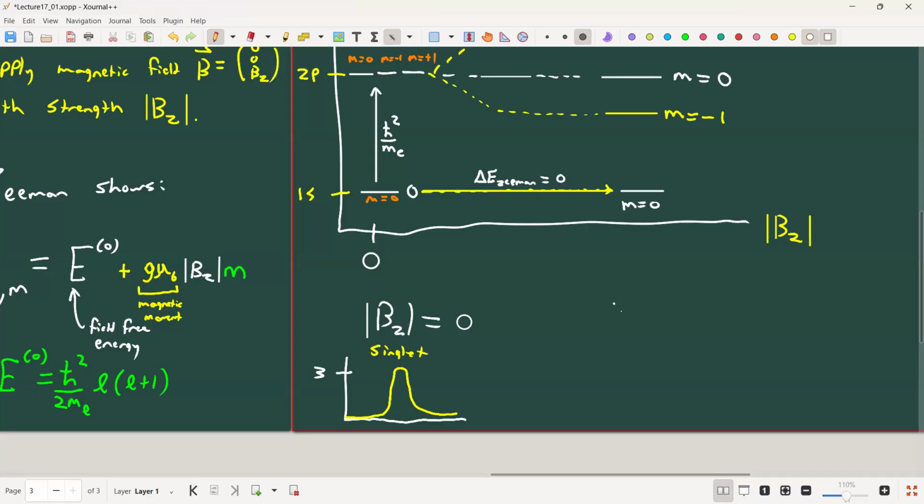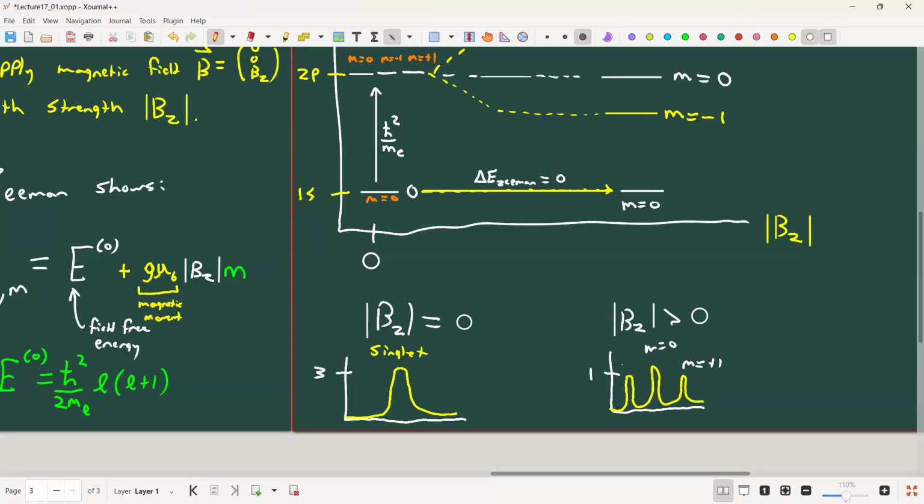And then if you turn the field on, the lines split out, and now they'll be at intensity 1 instead, because now each state has a different energy. And so this would be m equals +1, this would be m equals 0, and m equals -1. And you get a triplet.